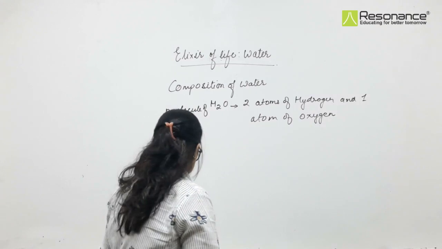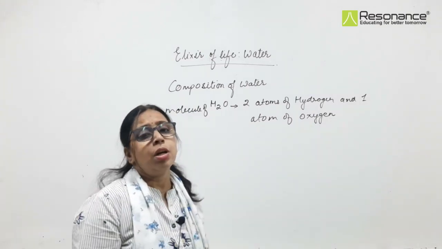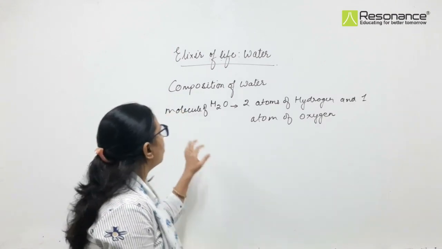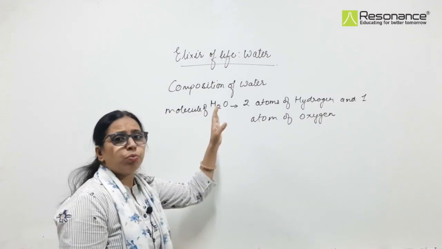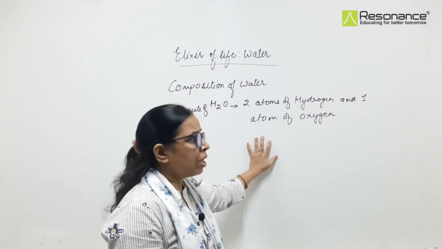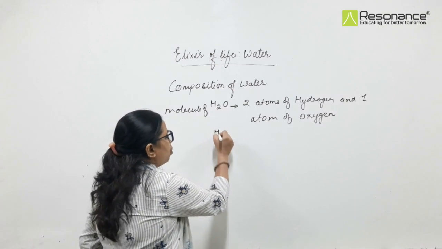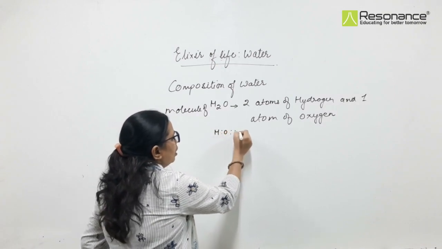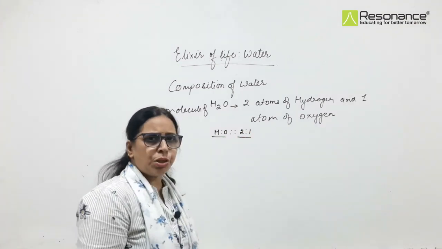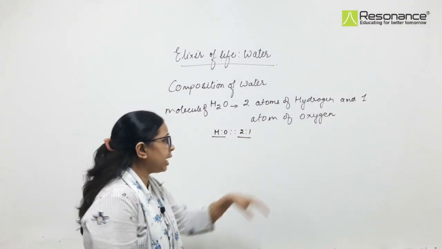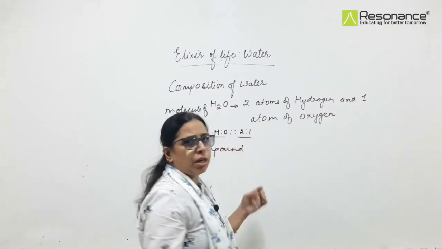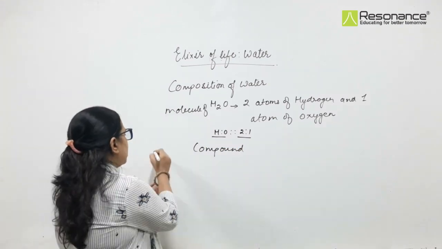Now water is a compound, as you have read in your previous class also. What is a molecule of a compound? A molecule of a compound is formed when more than one kind of atom combine chemically in a fixed ratio. So here the ratio of hydrogen to oxygen is 2:1. They are present in a 2:1 ratio. Now as water is a compound, it has its own properties.